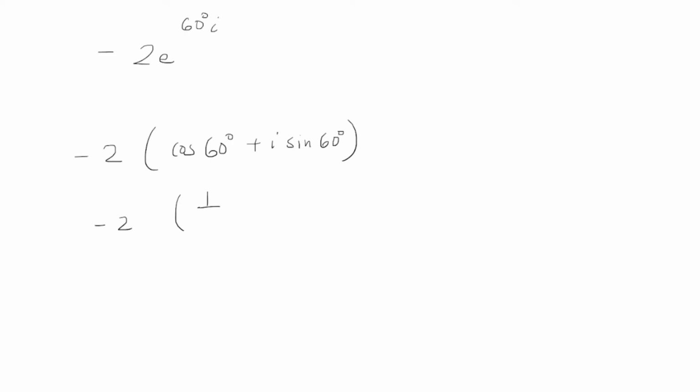Alright, the next one we're given the angle in degrees. So we should convert this, if we want, to radians. It doesn't really matter. So we're going to have -2 times the quantity cosine 60 degrees plus i sine 60 degrees. Cosine of 60 is 1/2, and sine of 60 is root 3 over 2. Now the 2's are going to cancel, and then we're just going to distribute the negative to both of these to get -1 minus root 3 i.